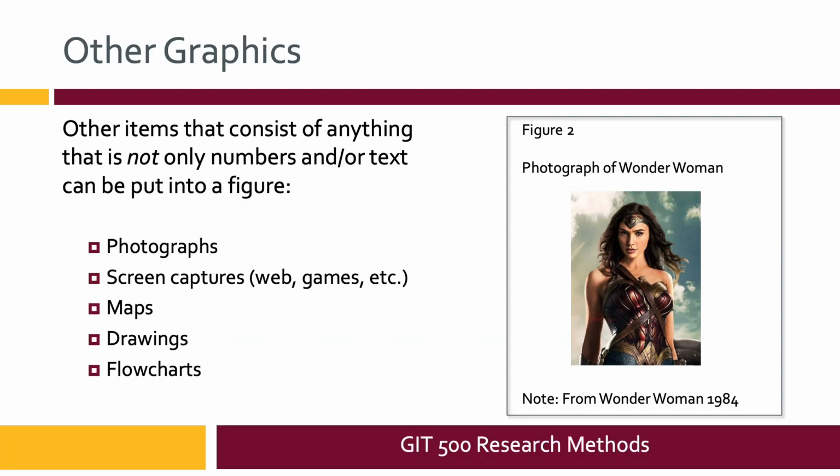In addition to bar charts and histograms and pie charts, you also may need to include other types of visual information. That could include photographs, screen captures, maps, drawings or illustrations, flow charts, anything like that can also be included in a write-up of a report, or anything that you need to write in the APA style.